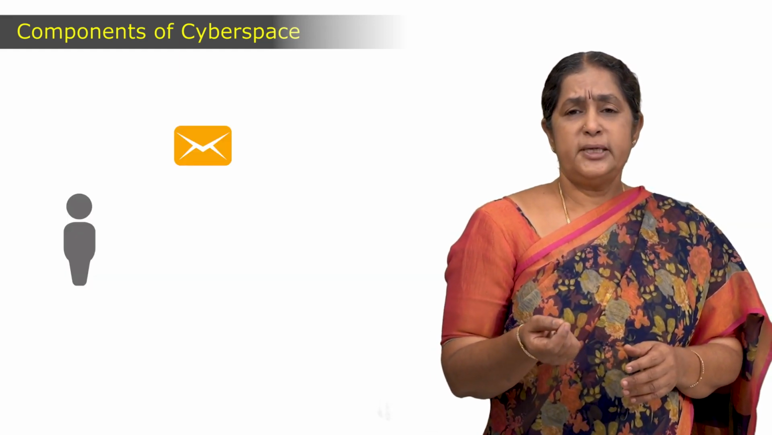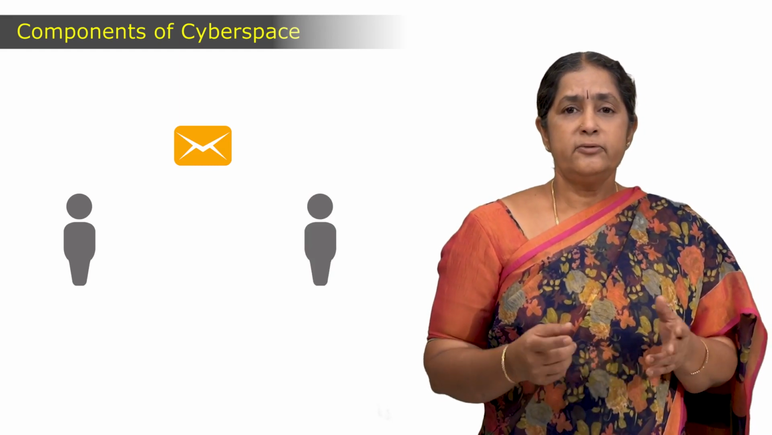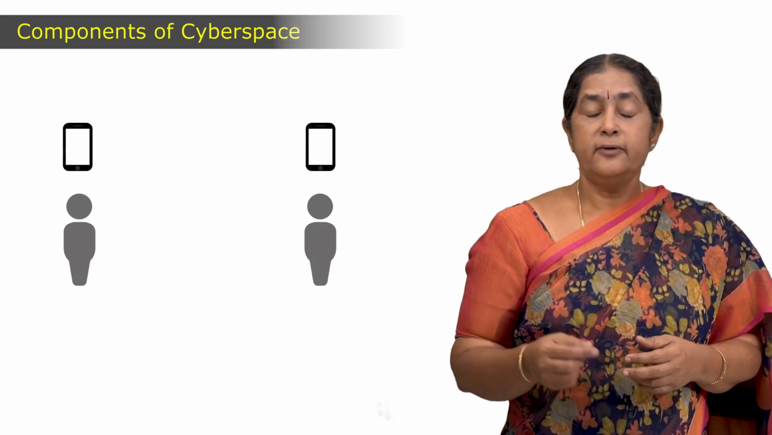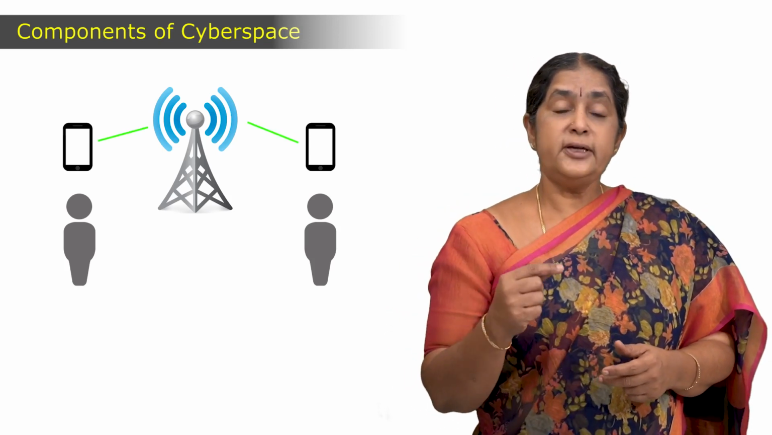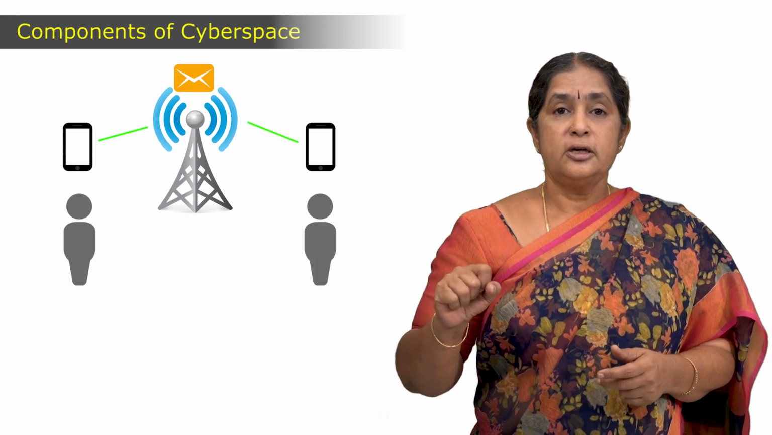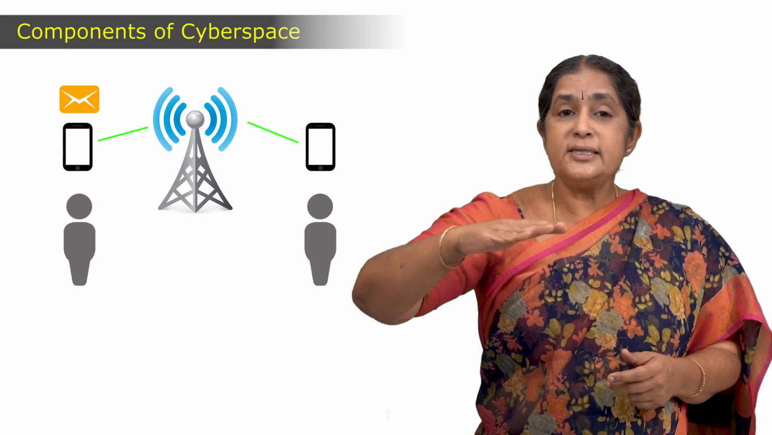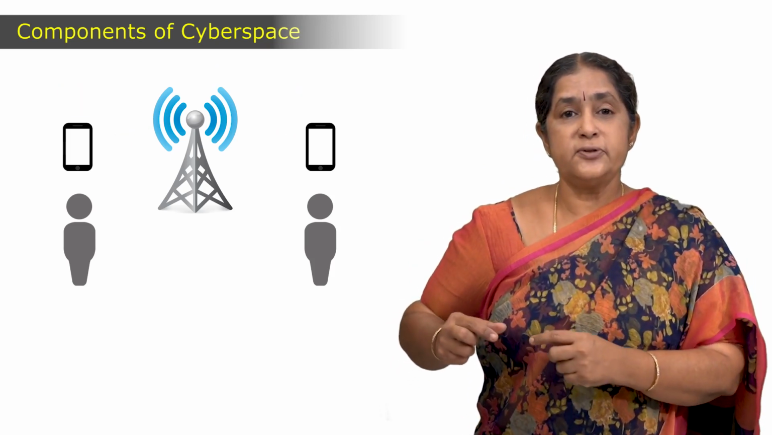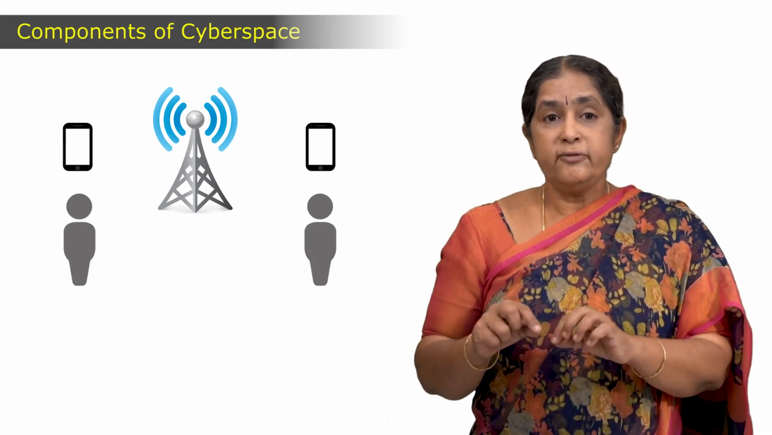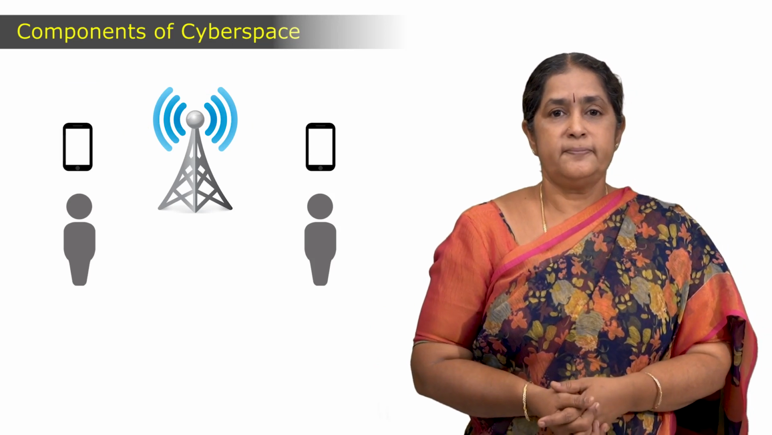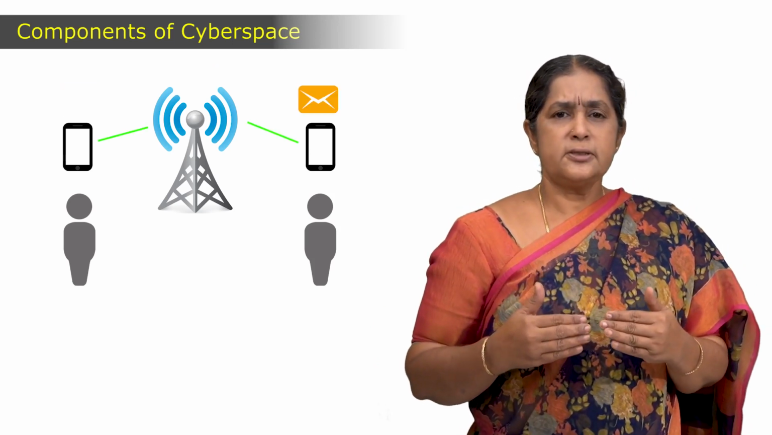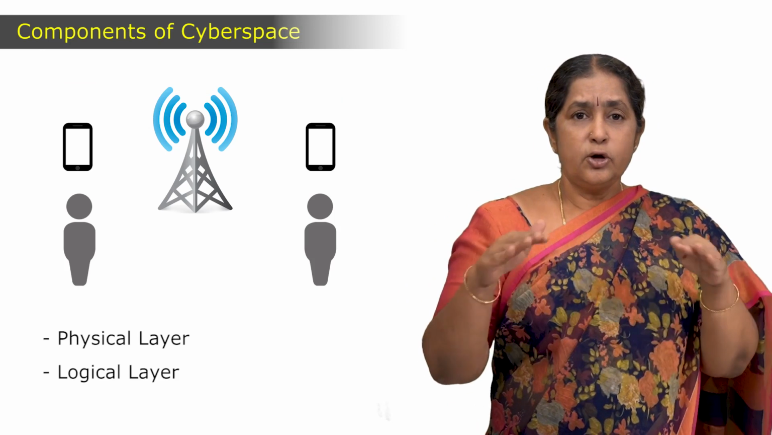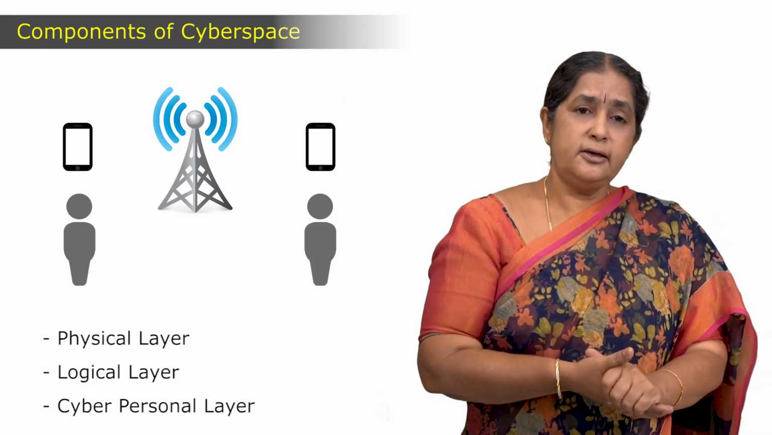Suppose a person wants to send a message or picture to another person. First of all, he needs a device to send and the other person needs another device to receive. We need a network for connectivity, a software or protocol to facilitate the exchange, a space or global mechanism for seamless integration of all, and the intermediate elements that can do the smooth transfer from one end to another end, and finally what is being transferred, which is data. The components of cyberspace, of course, can be arranged in 3 layers. They are the physical layer, the logical layer, and on top of it the cyber personal layer.